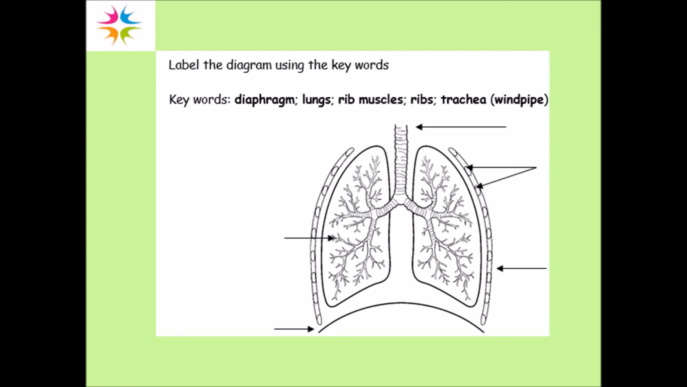Are you able to label these diagrams? Pause the video and see whether you can label the diagrams. The keywords are there for you to use. So you've got diaphragm, lungs, rib muscles, ribs, and your trachea. The answers to this diagram will be coming up shortly.